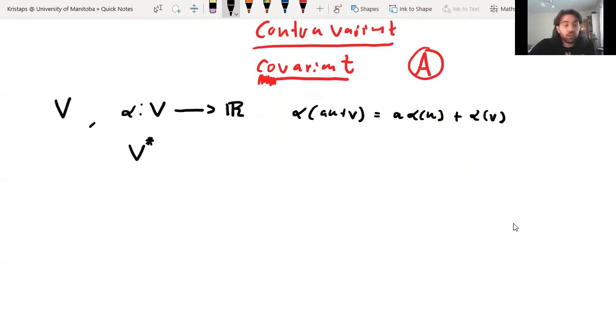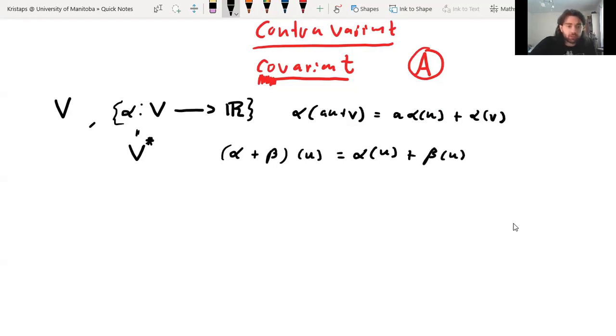So V star is the collection of all such linear maps. And of course, I should tell you what the addition and scalar multiplication is. Suppose you have two linear maps, alpha plus beta. Well, how does that act on a vector U? What's our addition operation? Well, it's just the obvious thing, right? You apply alpha to U and you apply beta to U and you add those end results together.